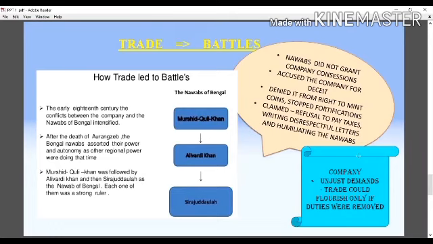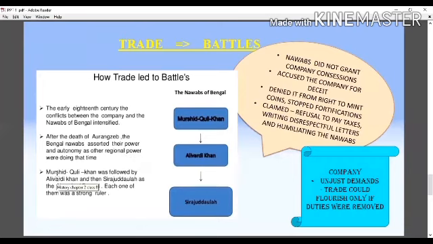How did that happen? In the early 18th century, the conflicts between the company and the Nawabs of Bengal intensified and increased over time. When Aurangzeb died, the Bengal Nawabs got their power. The Nawabs became more and more powerful after the emperor left his rule, and then the regional powers came up. This is what we talked about in the first concept, how the Mughal Empire got broken down into smaller and smaller regional powers.